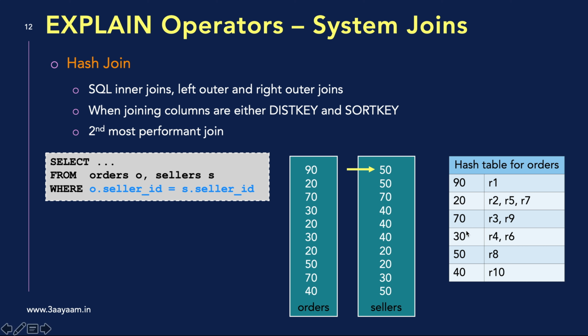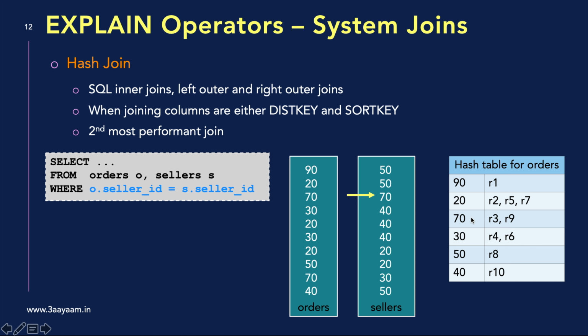When it is at 50, it will go to the bucket and find row R8 for the orders table. So this row will be fetched and joined with this particular row in the sellers table. Once that is done, it will go to the next one. Again, the same row would be fetched and joined. Then we'll go to 70 and look at the hash table from beginning to end. Again, this is in memory, so it is fast.